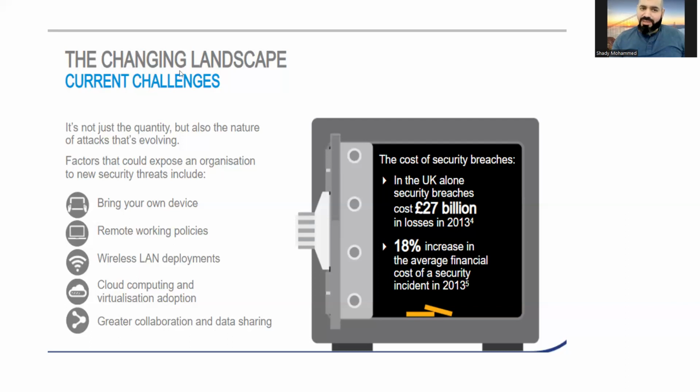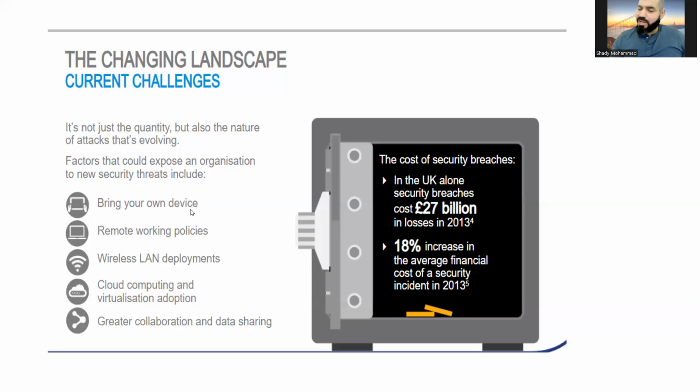So what is the challenge that happened recently that made us say we must do detection? There is a change in the landscape of current challenges. The factors that could expose an organization to new security threats are changing.